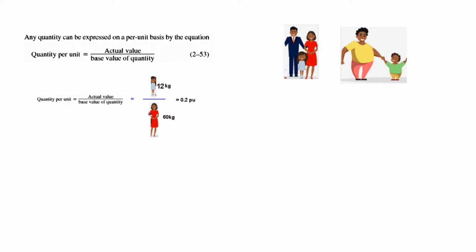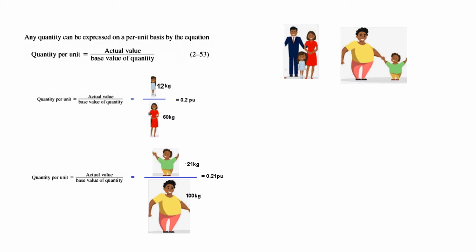Now let's see the other family. This girl has 21 kg and the mother is 100 kg. And in this case also the value is very close, 0.21 per unit. So you see there is not much of a difference between the two girls if we consider them in terms of their family values or the family pattern.